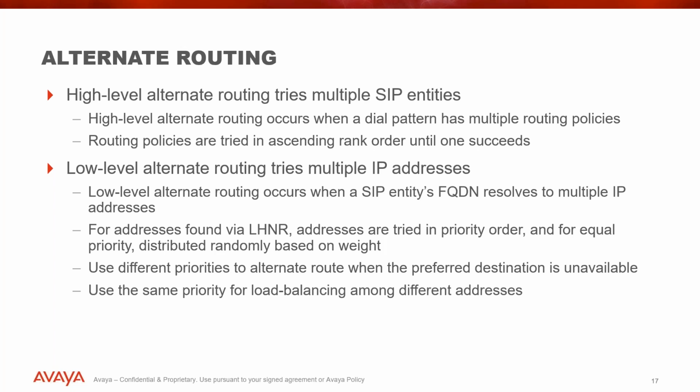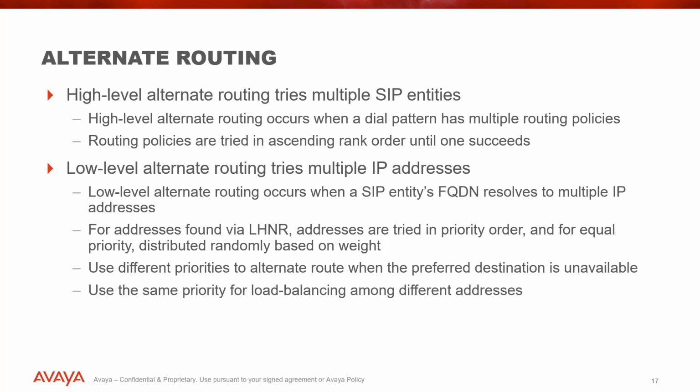Low-level alternate routing is going to occur when a SIP entity's FQDN resolves to multiple IP addresses, either from your DNS server or because you added those on LHNR. As I mentioned, these addresses are tried in priority order based on what you entered on LHNR. If priorities are equal, then it's distributed randomly based on the weight.